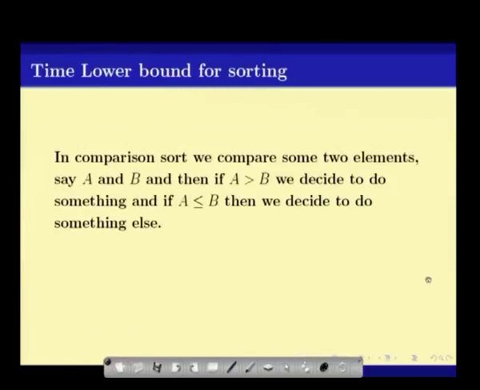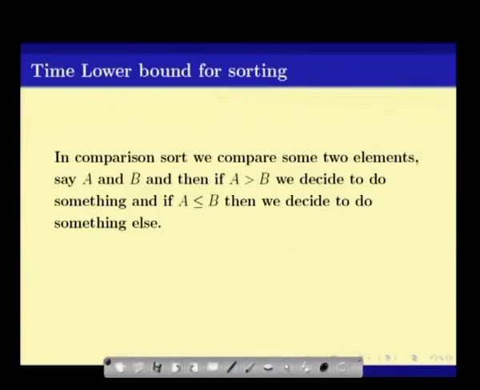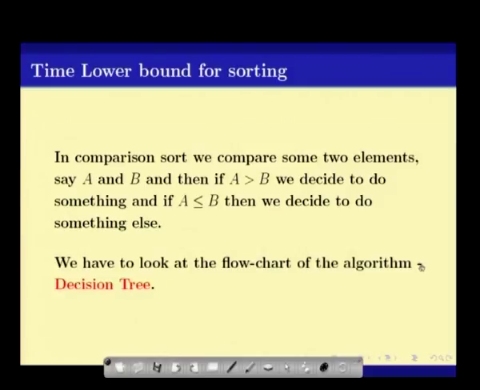In the case of time complexity, the situation is very interesting. Let us first see what a comparison sort does. A comparison sort will take two elements A and B, and then decide: if A is less than B, then we do something; if A is greater than B, then we do something else. So this creates what is called a decision tree. It is like the flow chart of the algorithm.